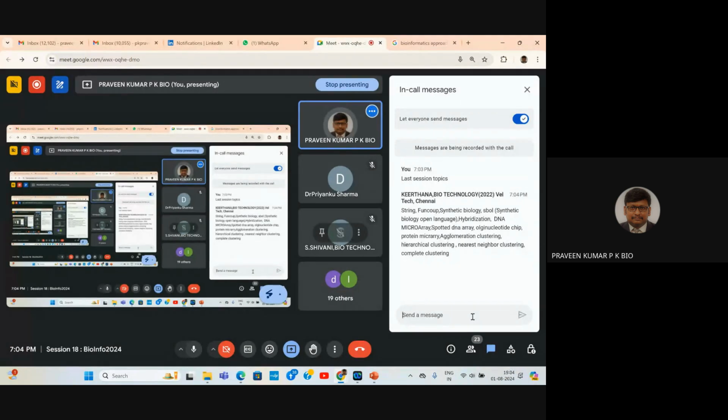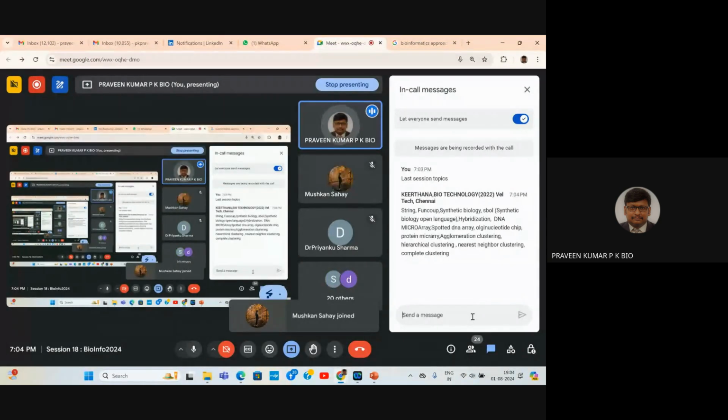Very good. So Keertana has answered string, funcoop. That is, these are protein-protein interaction databases. We just started from that. Excellent. Okay, so I think one participant is providing answers for the entire participants team. So even others can try.